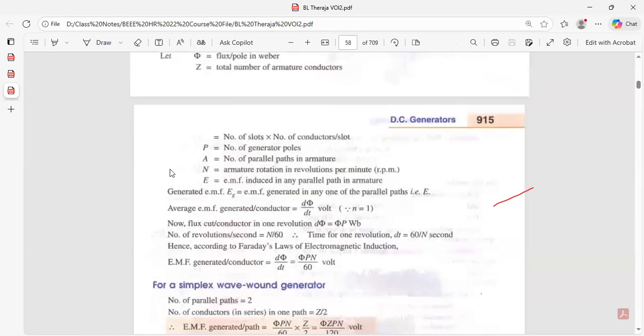Now we'll go for the derivation of the EMF equation of a DC generator. What is Faraday's second law? E is equal to d phi by dt. Write down in your notes what I am telling. Average EMF generated per conductor is E is equal to d phi by dt. Take your notes and write down.